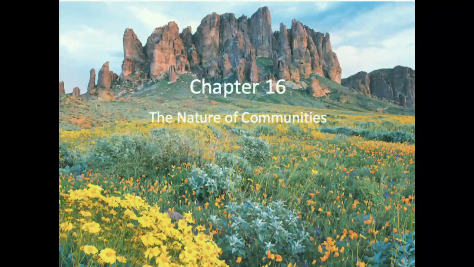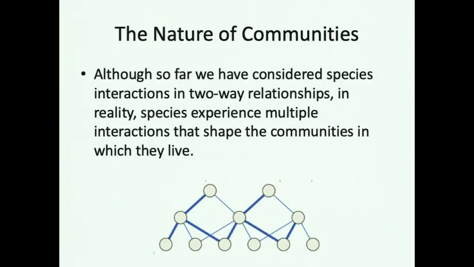In Chapter 16, we're going to be looking in a little more detail at communities and the nature of communities. So far, we've been looking at two-way relationships, things like mutualisms, competition, predator-prey interactions, that have only involved two species. But we know that in nature, species interact with more than just one other species. So we're going to have to start looking at communities on a broader scale, in these larger webs.